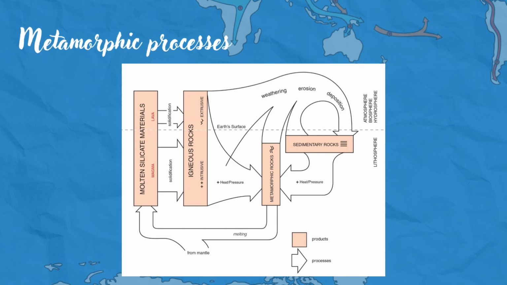Metamorphic processes form mineral deposits through the transformation of existing rocks under intense heat and pressure without melting them. As shown in the diagram, igneous and sedimentary rocks can become metamorphic rocks when buried deep within the Earth's crust and subjected to these extreme conditions.